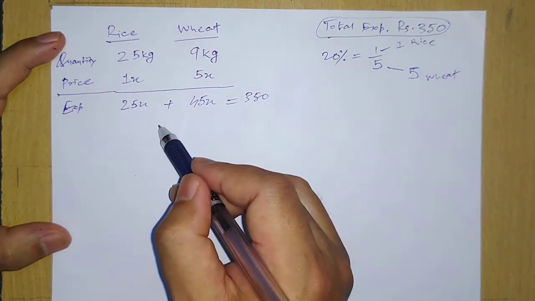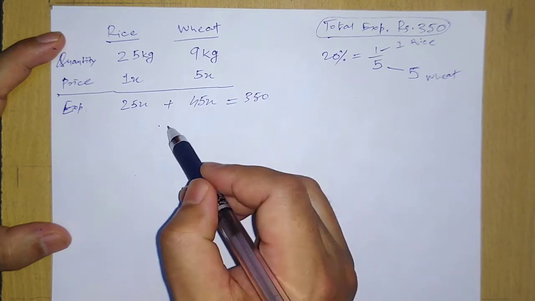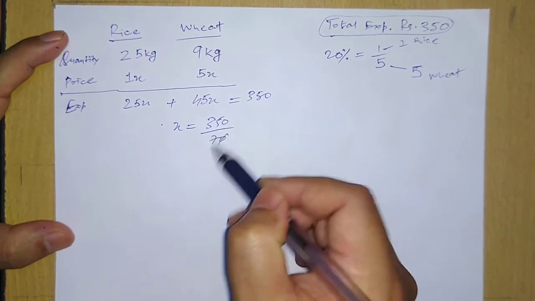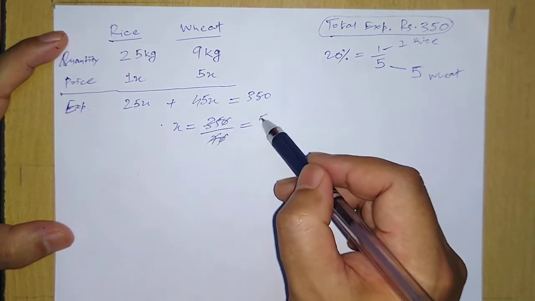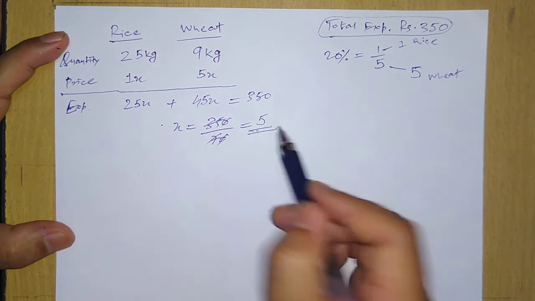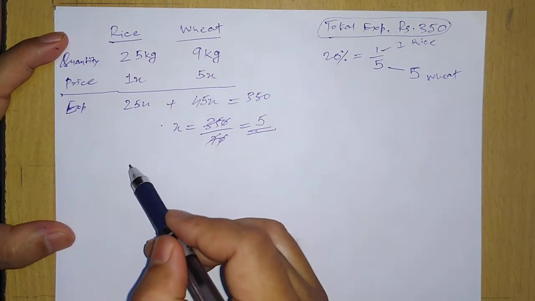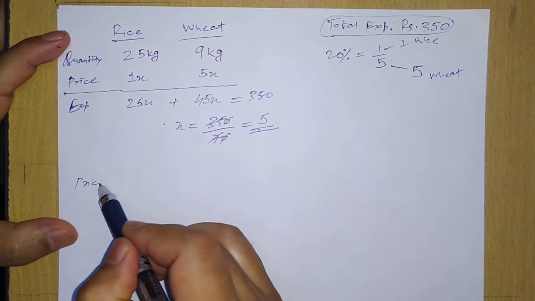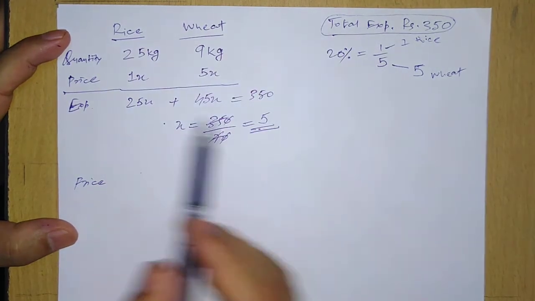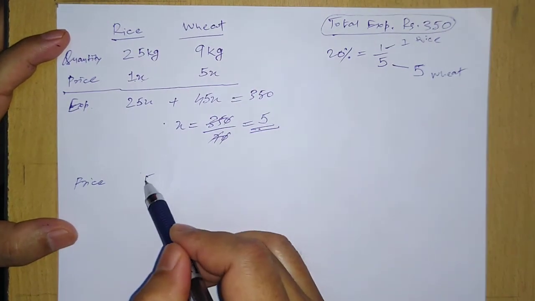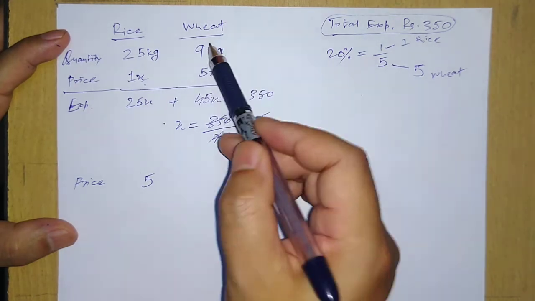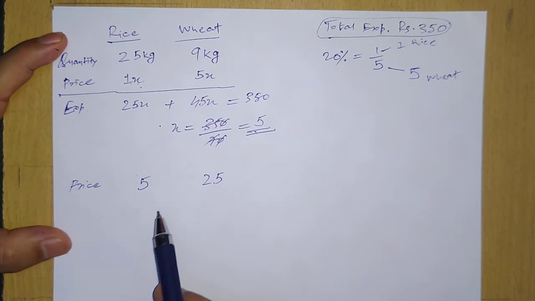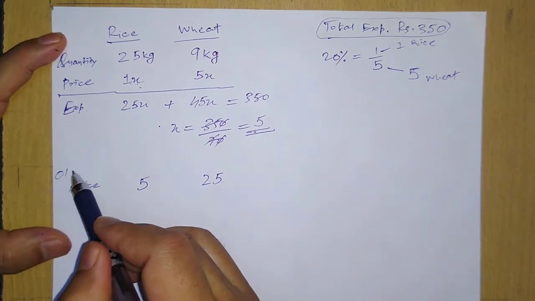So if we solve this, 25 and 45, 70x, x is equal to 350 divided by 70, which will give us x is 5. Now we have our price. The price of rice is how much? 1x, that means 5. 1 5s are 5, and the price of wheat is 5 into 5 is 25. Okay, now this is the old price.